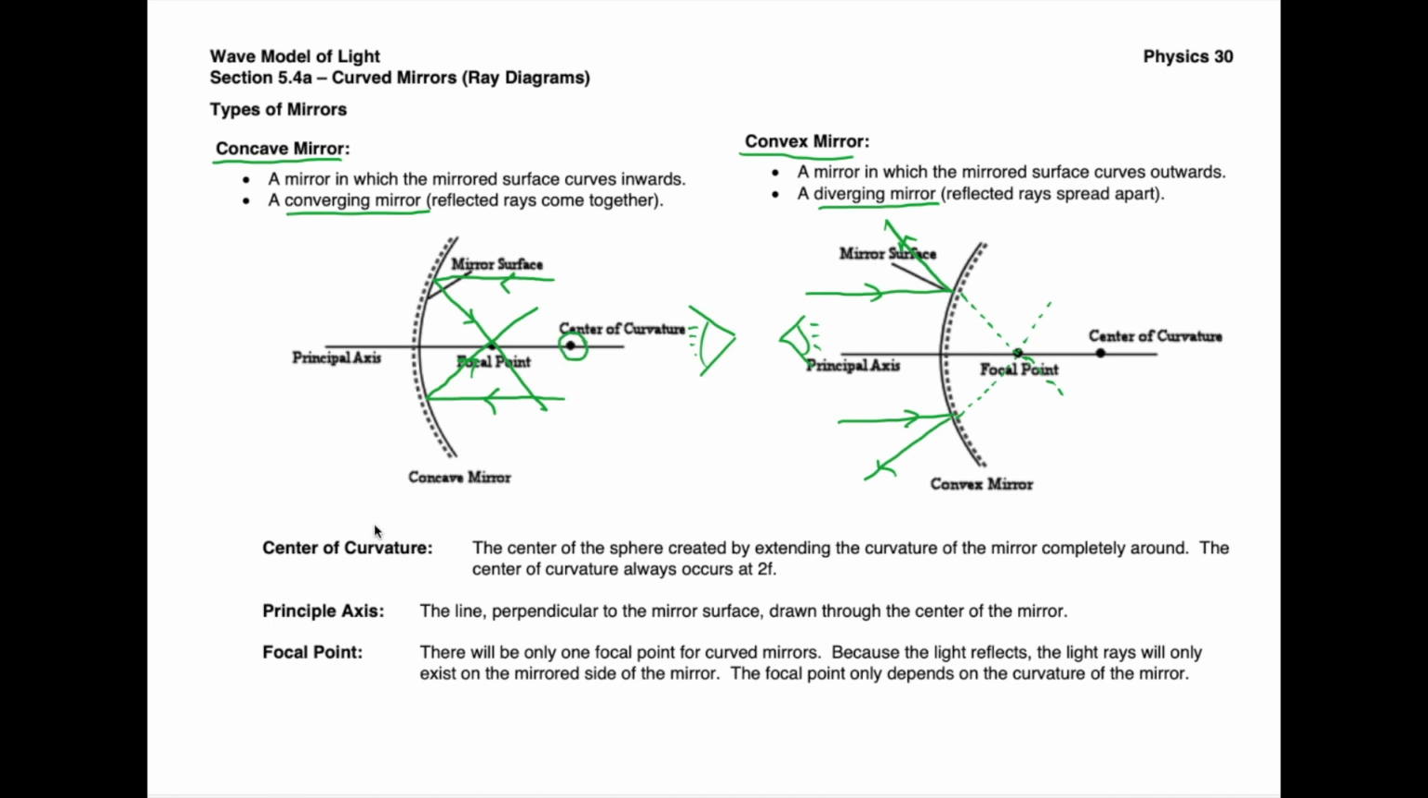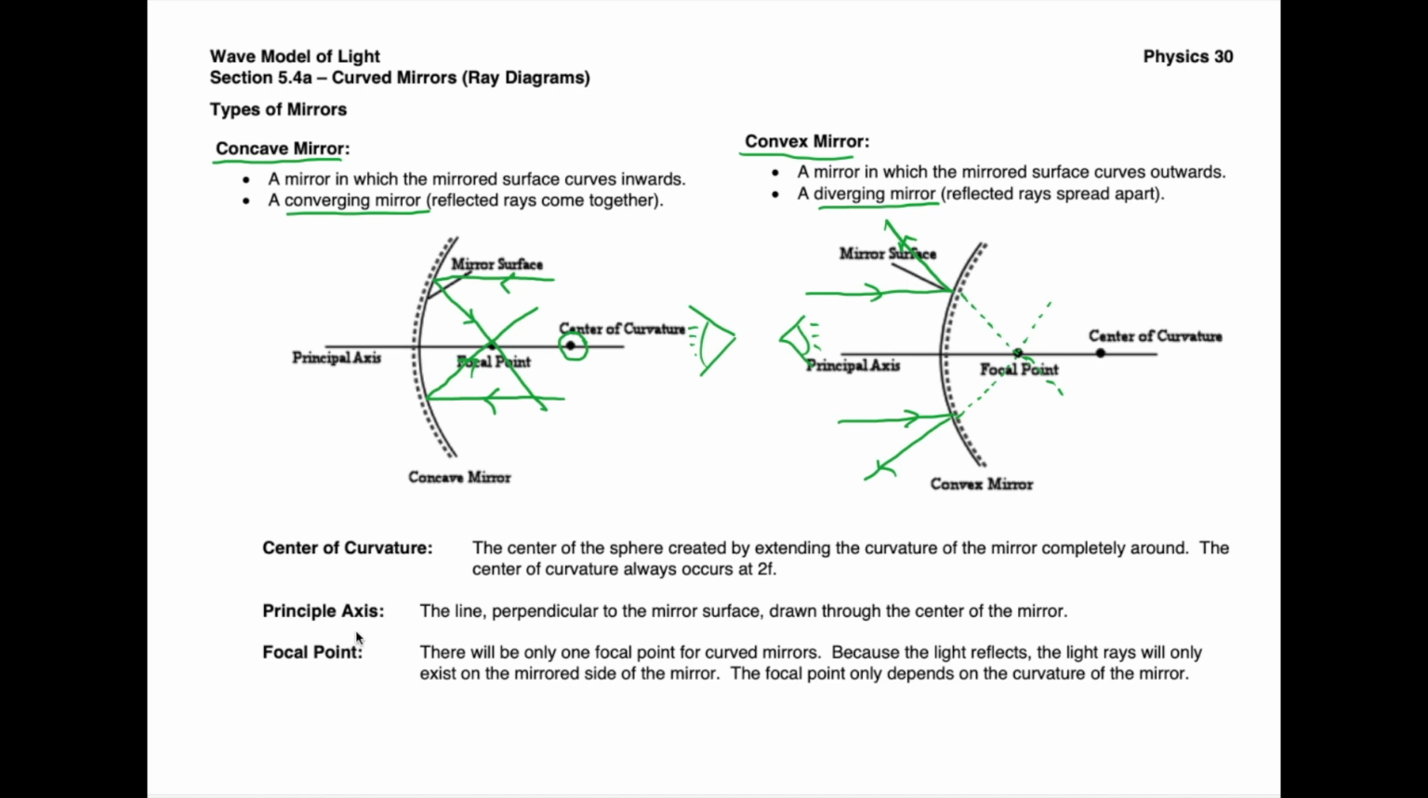So a number of terms are going to be similar between the lenses and mirrors. We still have our principal axis here. And your principal axis, remember, is just that line. It's going to be always drawn perpendicular to the mirror surface, and it goes right through the center. Now our object and our image are always going to have their base on this line, and then we'll try to figure out where the top of that image is relative to both of those.